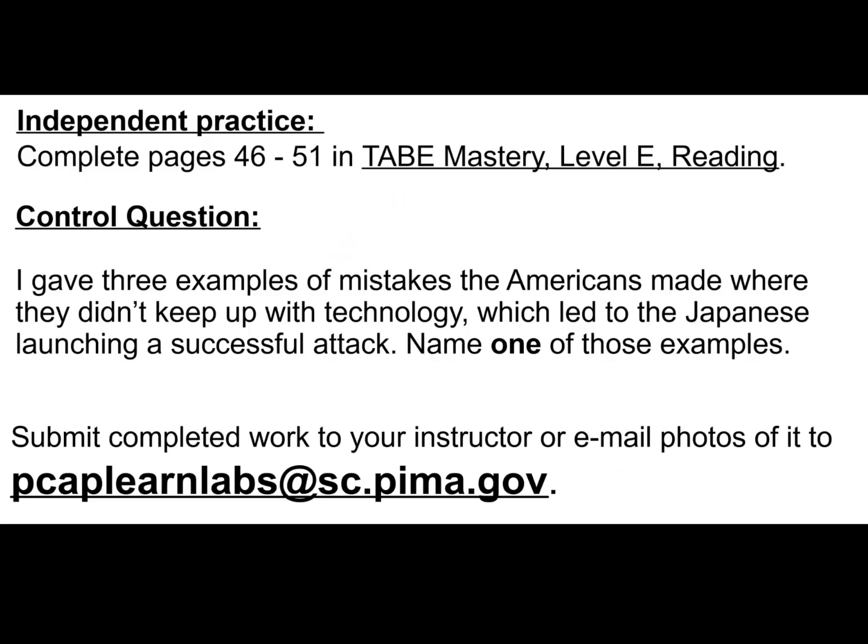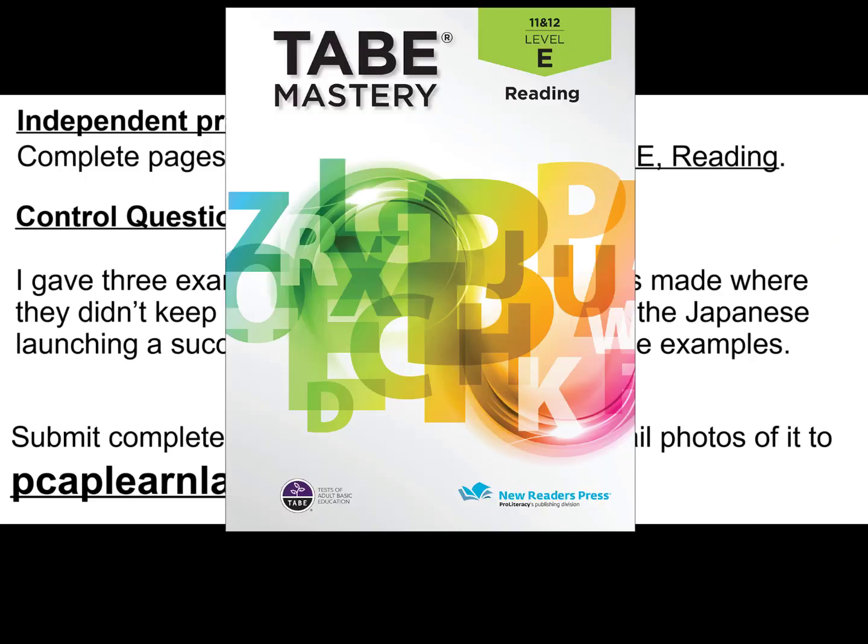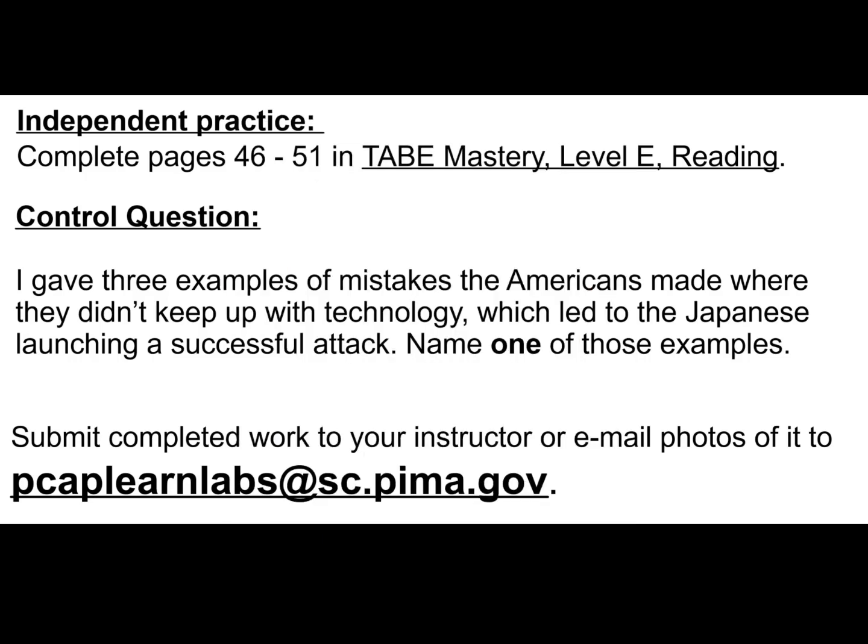Now it is your turn to practice. Open up your handy-dandy TABE Mastery Level E reading book, and please do pages 46 through 51. The control question for this assignment, which proves that you watched the whole video, is this. I gave 3 examples of mistakes the Americans made where they did not keep up with technology and which led to the Japanese launching a successful attack. Name one of these examples. Be sure to include this on your homework somewhere. Just write it somewhere on your homework, or you won't get credit for watching this long video.